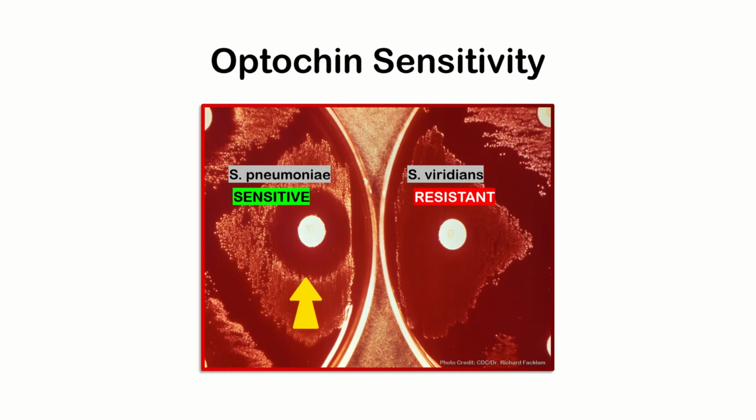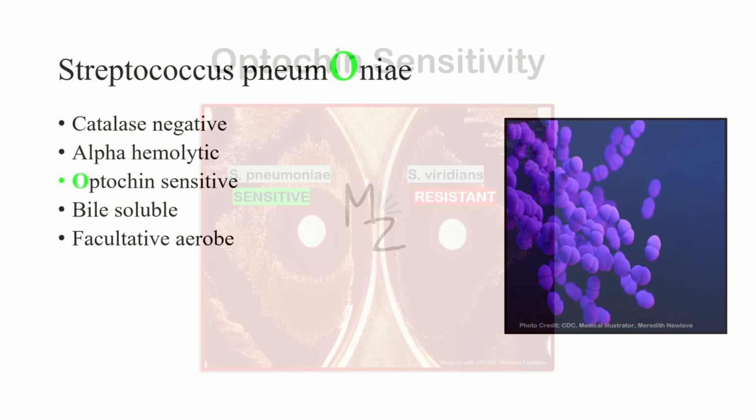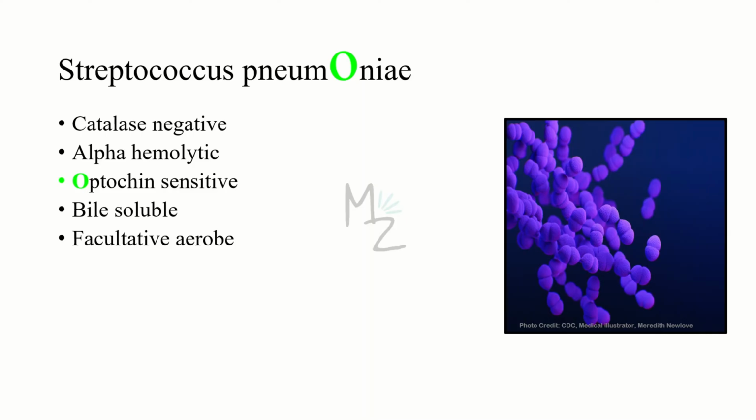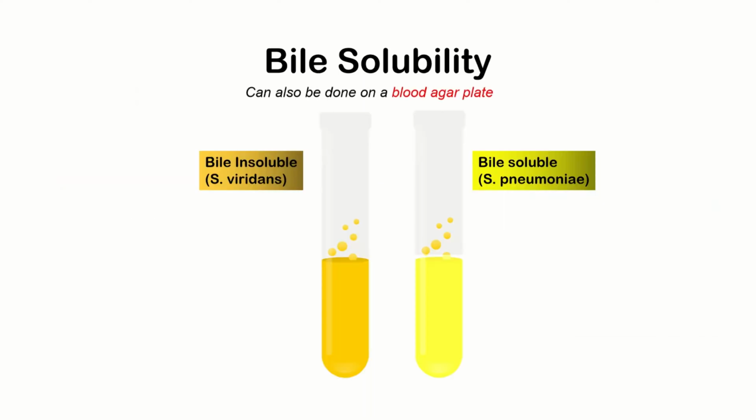Sensitivity means that bacteria will not be able to survive in the presence of that disc. So you can see this empty space around that disc, and the bacteria is killed. And resistance means that bacteria will survive in the presence of that disc, and you cannot see any empty spaces around that disc. You can memorize it like this: pneumonia has an O in it and optochin starts with O, so it is optochin sensitive. And also it is bile-soluble, that it gets dissolved in bile very easily and quickly.